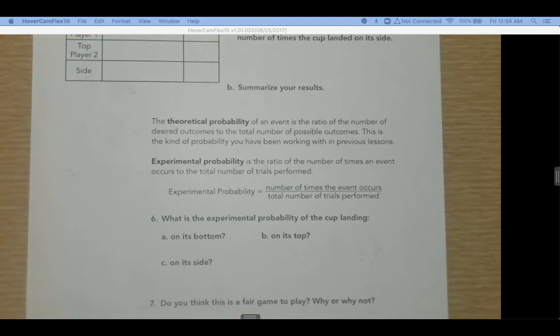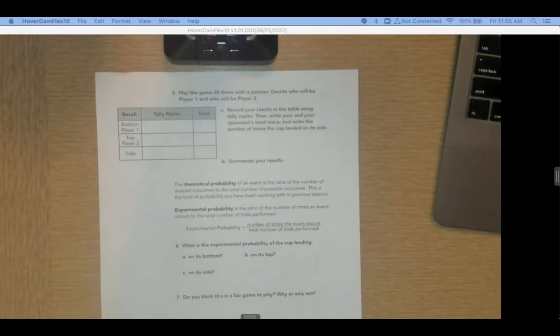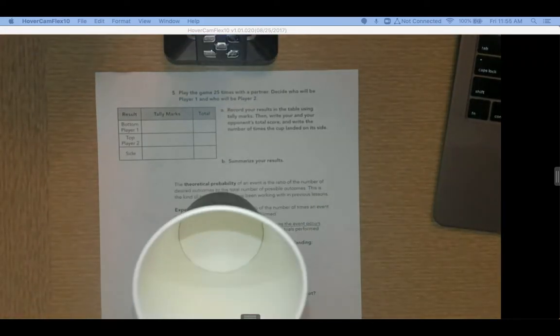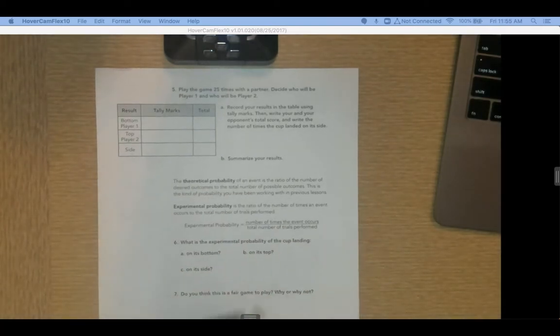All right. So play the game 25 times with a partner. Decide who will be player 1 and who will be player 2. Does not matter. All right. Let's see what I can do here. Maybe I'm going to adjust this a little bit, and so it's going to be a little goofy, but that's okay. All right. So I'm taking the cup here that I have, and I'm going to flip it, and I'm going to flip it apparently 25 times.